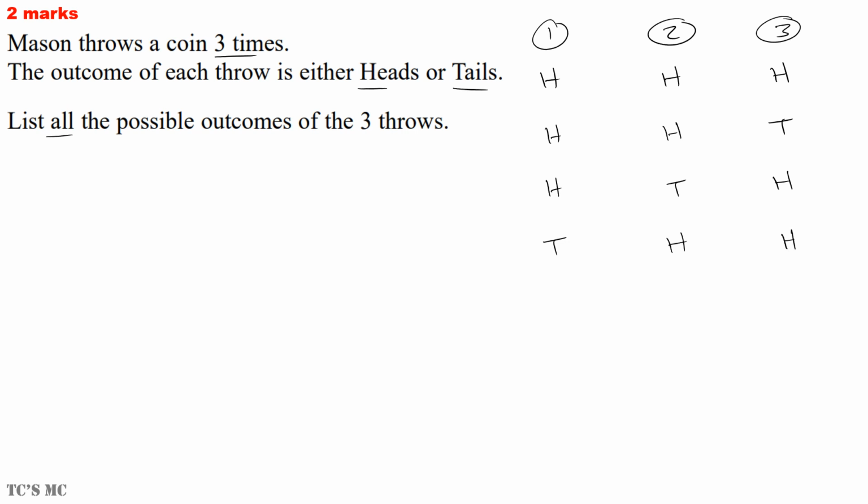There are also more than one ways of getting 1 heads. So T, T, H, T, H, T, or H, T, T. There is only one way of getting no heads, T, T, T. You should notice a pattern. For 1 mark, you need to have at least 4 of them correct. For 2 marks, you must have all 8 of them correct.